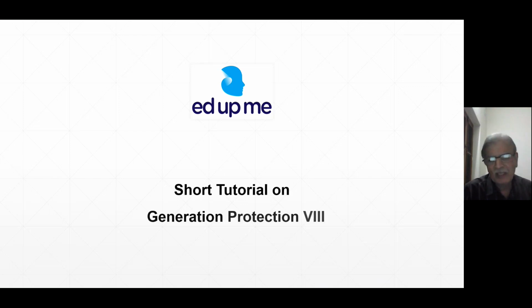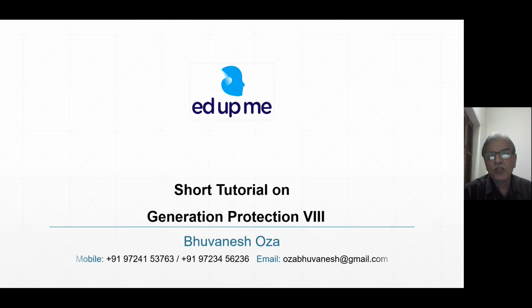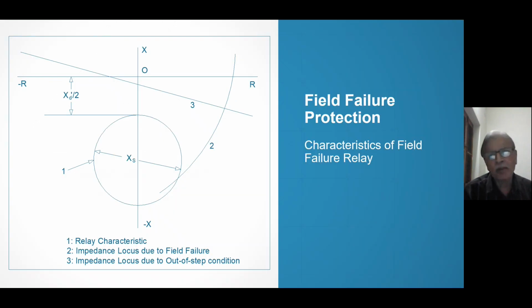My dear friends, we have talked up to generator protection 7 and we were in abnormalities, abnormal operating conditions. In today's talk on generator protection 8, we will cover 3 or 4 more abnormalities, which are very important and many of them are quite complex too, as we shall see. The first abnormality we have seen, that is the unbalanced loads. This is the second abnormality, which is field failure protection.